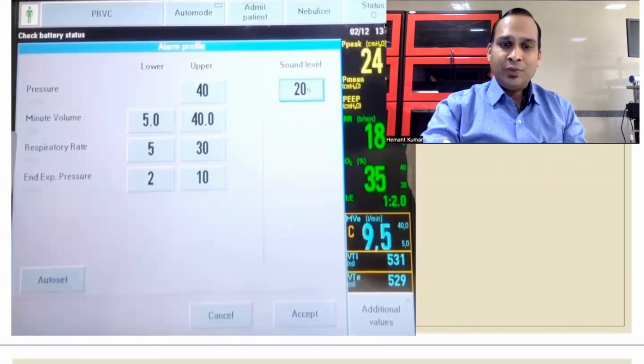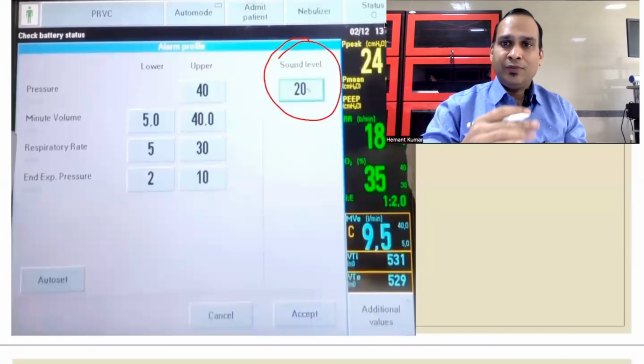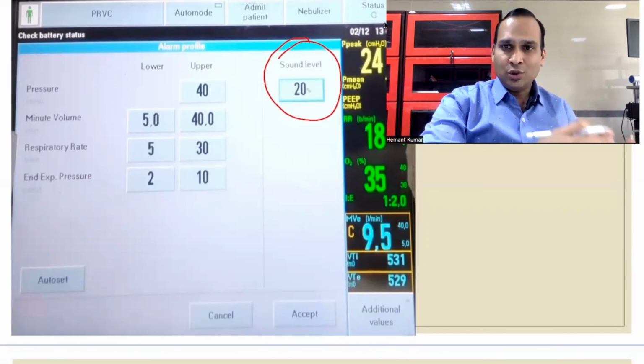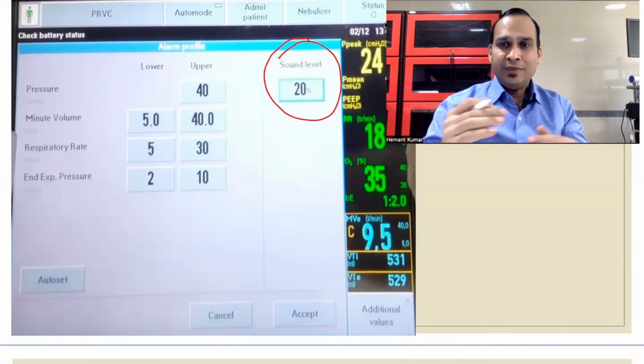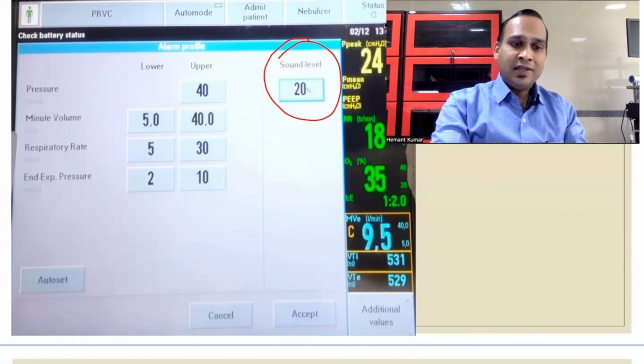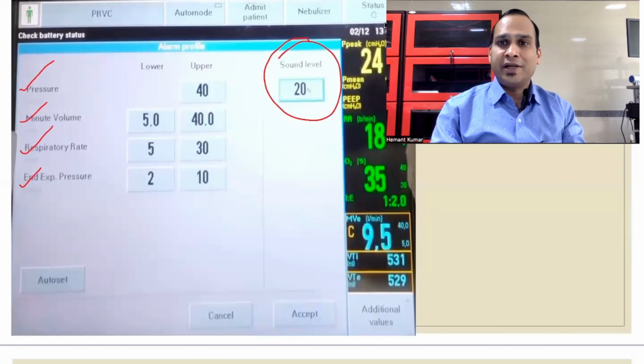In this, we have to set the sound level from 0% to 100%. As we increase from 0 to 100%, there will be an increase in the intensity of the sound. So a 100% sound level will make more noise. Then there are settings: pressure, minute ventilation, respiratory rate, and expiratory pressure.